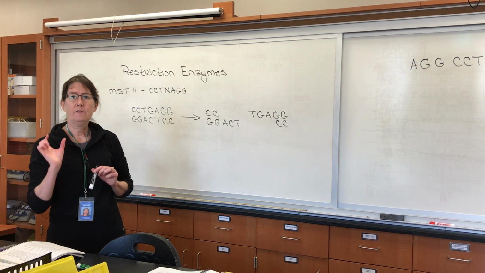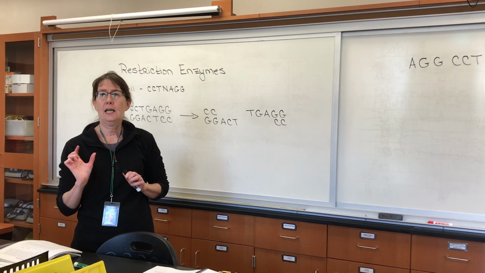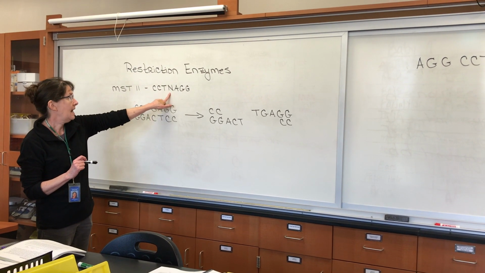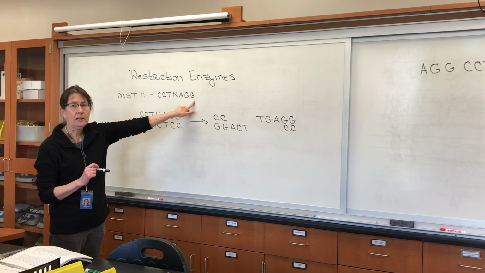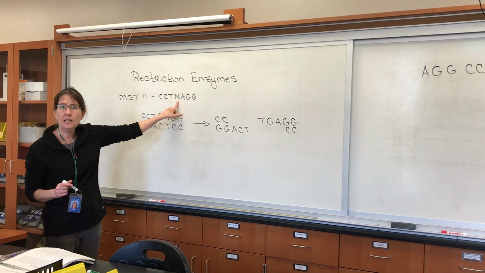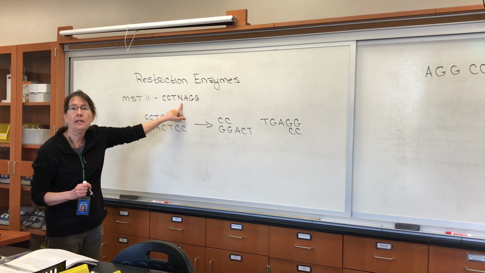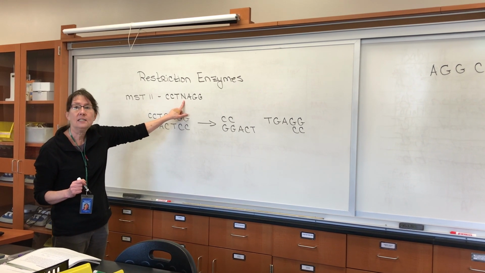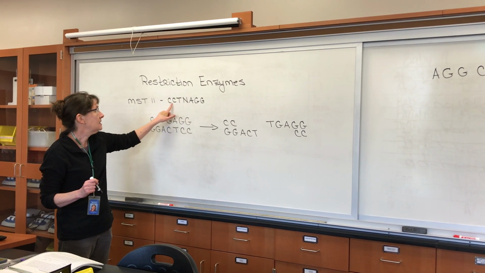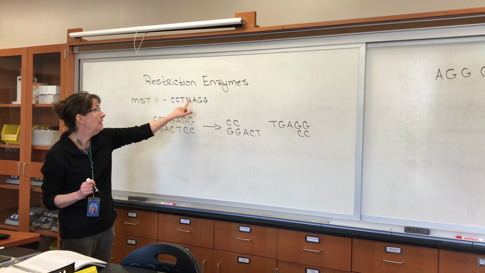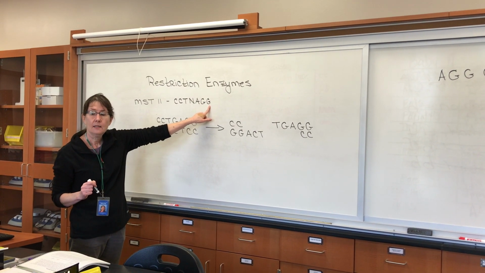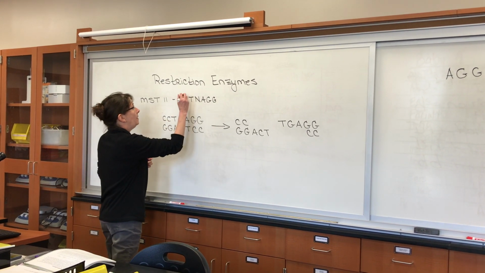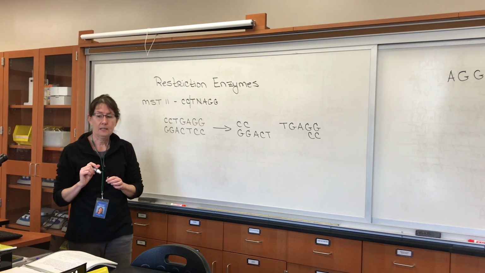MstII looks for a specific nucleotide sequence within the DNA molecule. It looks for CCT, N, followed by AGG. Well, N's not a nucleotide we've been talking about. N can be any nucleotide. It could be an A, a T, a C, or a G. That nucleotide isn't important. It's that CCT precedes that nucleotide and AGG follows it. And when that happens, the restriction enzyme MstII will make a cut between the C and the T.